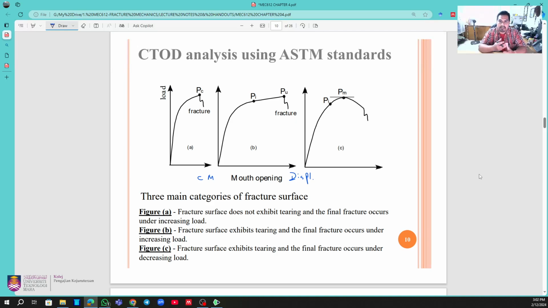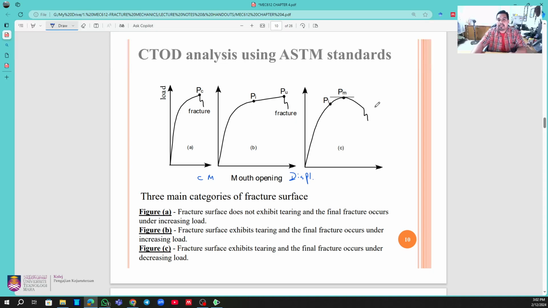The first thing, you have to fabricate it according to the 1820 standard, either for the compact tension or for the SENB specimen. Then we apply the fatigue pre-cracking with certain requirements, a certain load, certain frequency and so on, and after that we put it into the machine. For the SENB, for example, we just put it on the span itself and apply a load until it fractures, and you will get these three different types of pattern.